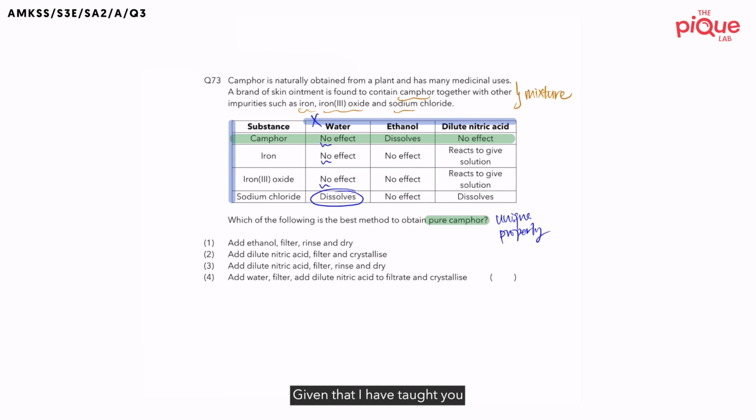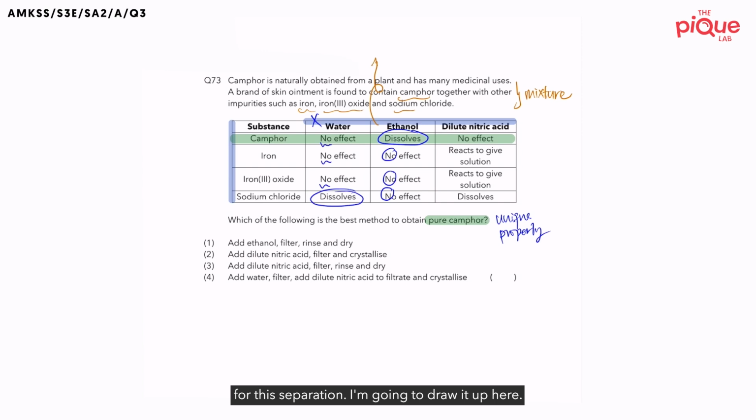Given that I have taught you to identify the unique properties, let's take a look at ethanol now and tell me whether camphor has a unique property here. Yes, actually, if you take a look at the table, you see that camphor is the only one that dissolves in ethanol and the rest of them show no effect. So now that we have identified that camphor has a unique property with ethanol, now we have to think about how to use ethanol for this separation.